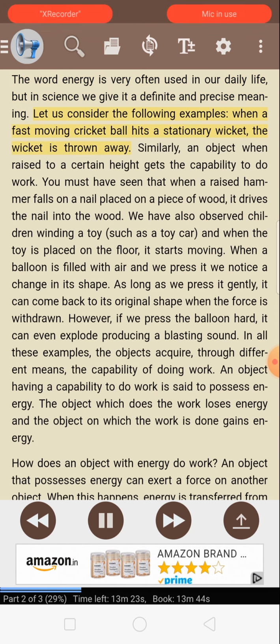When a fast-moving cricket ball hits a stationary wicket, the wicket is thrown away. Similarly, an object when raised to a certain height gets the capability to do work. You must have seen that when a raised hammer falls on a nail placed on a piece of wood, it drives the nail into the wood. We have also observed children winding a toy, such as a toy car, and when the toy is placed on the floor, it starts moving.